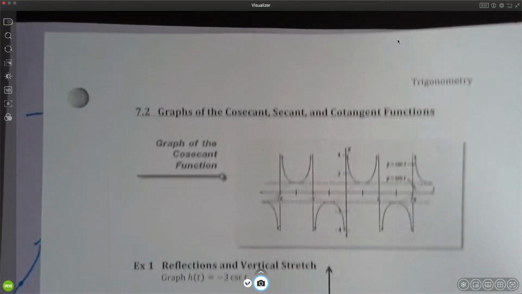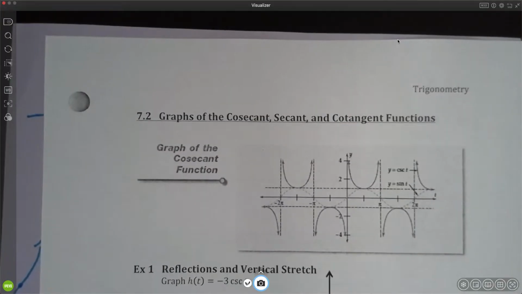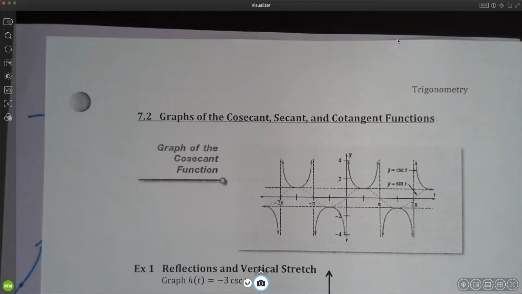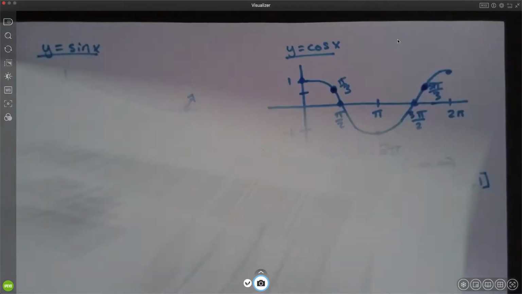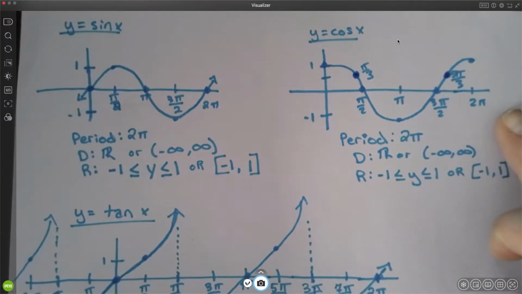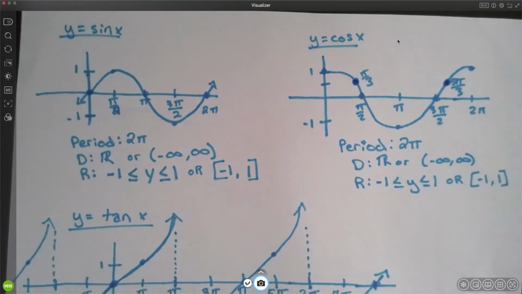Section 7.2, we're going to talk about the graphs of the other three trig functions, which are cosecant, secant, cotangent. After you figured out the graph of sine and cosine, cosecant and secant are pretty easy. So I'm going to graph them straight on here, using exactly the same graph, and show you what secant and cosecant look like. That's why I'm going to use a different color.